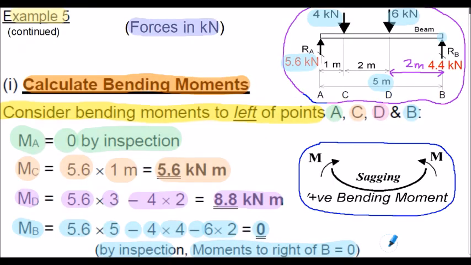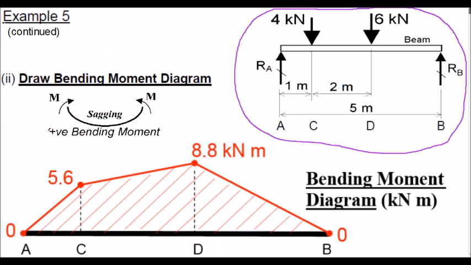So what you see there is the basic process involved with calculating bending moments applied to horizontal simply supported beams when we're only considering point loads applied. Example 5, solution continued here. All we need to do now is actually construct the bending moment diagram. So step 2, as I've labelled it here, we're going to draw the bending moment diagram for our beam.